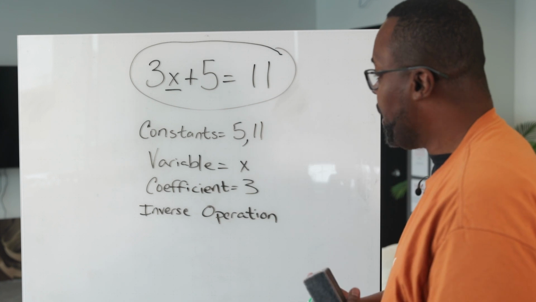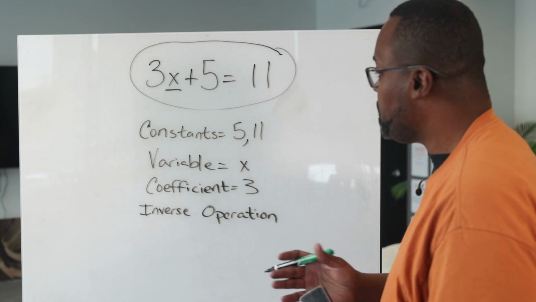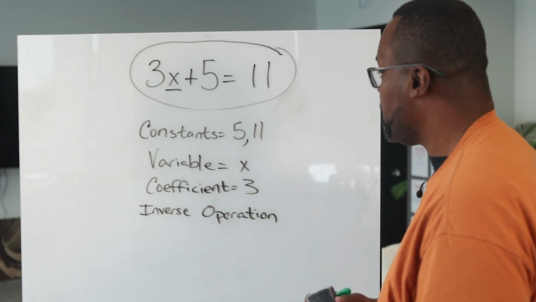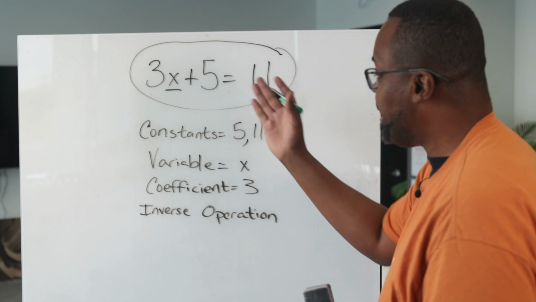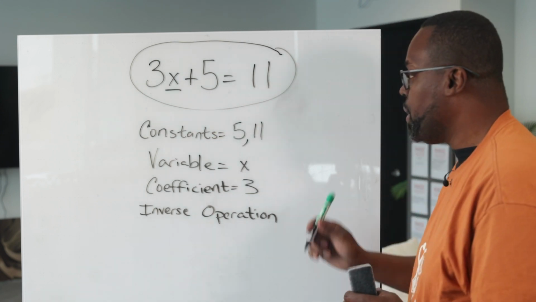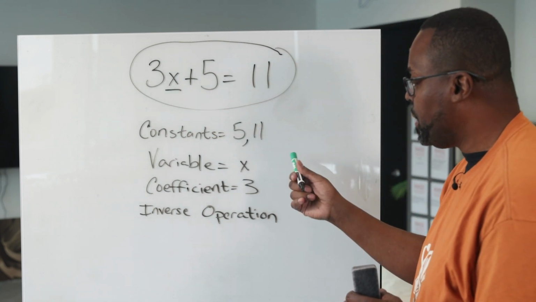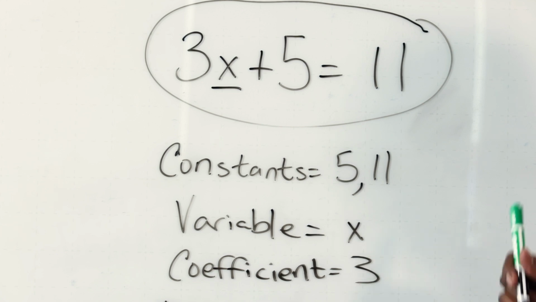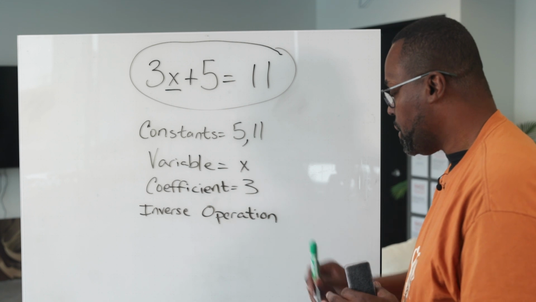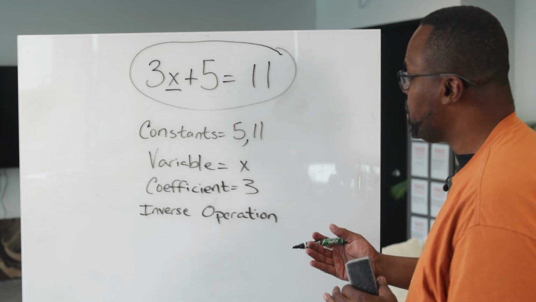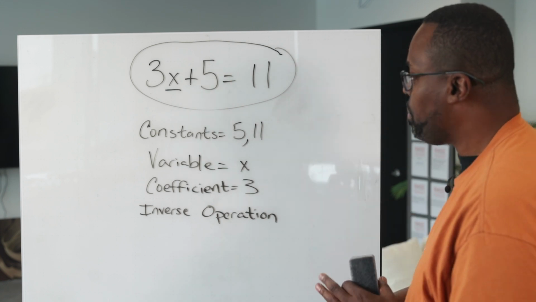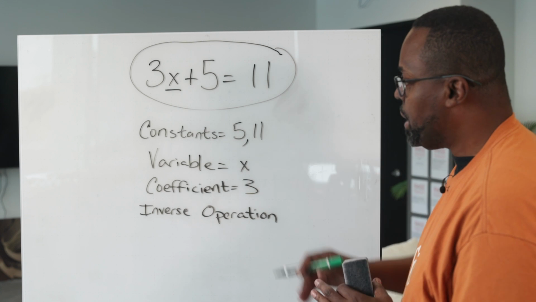So we have our equation of 3x plus 5 is equal to 11. So our first step is to identify our pieces. So we know our constants are 5 and 11, our variable is x, and our coefficient is 3. So we're going to use what is called inverse operation, which means that you're going to do the opposite operation of what is already in the problem.